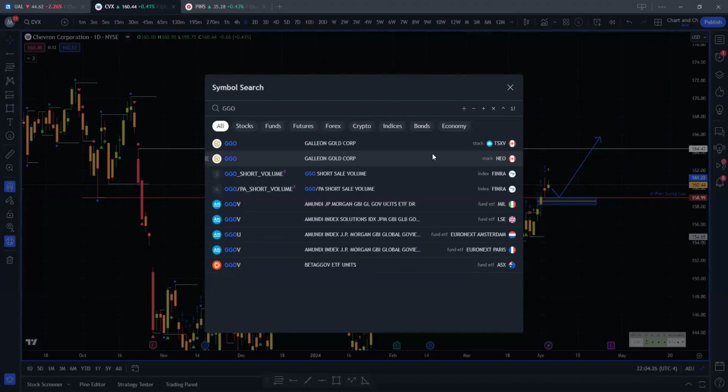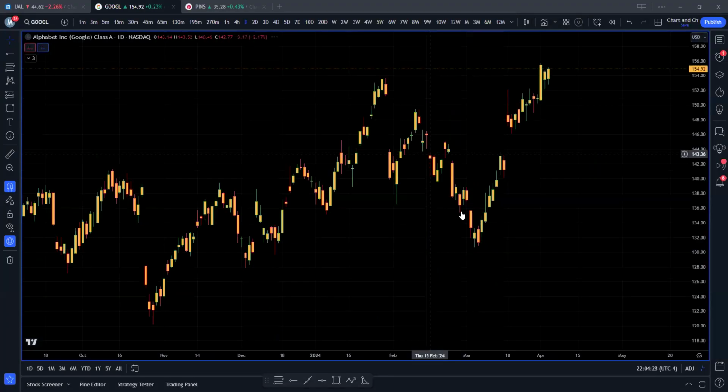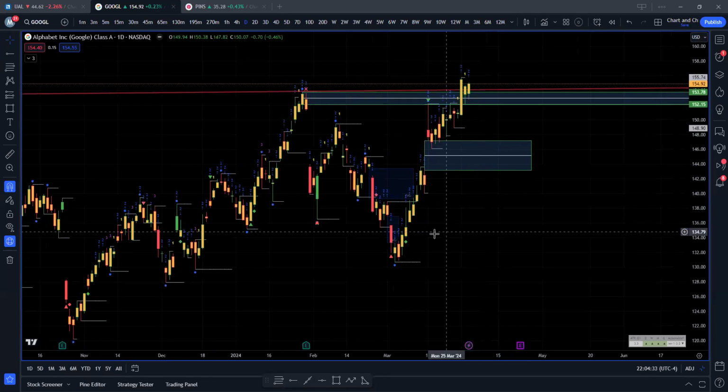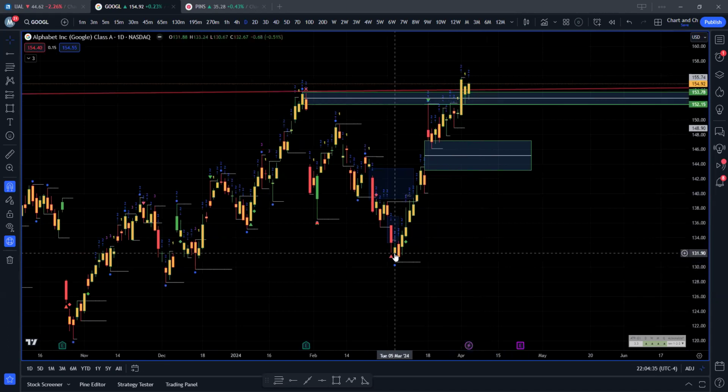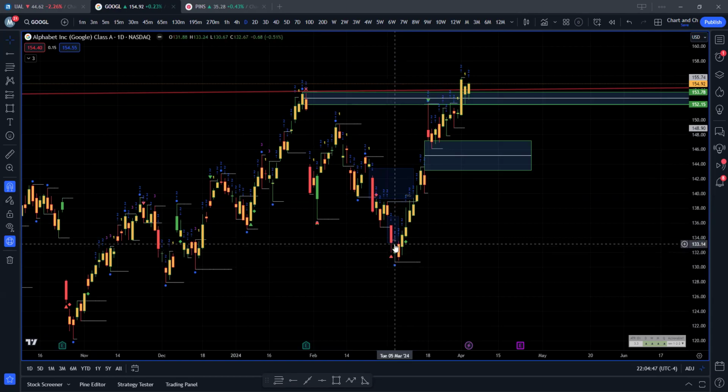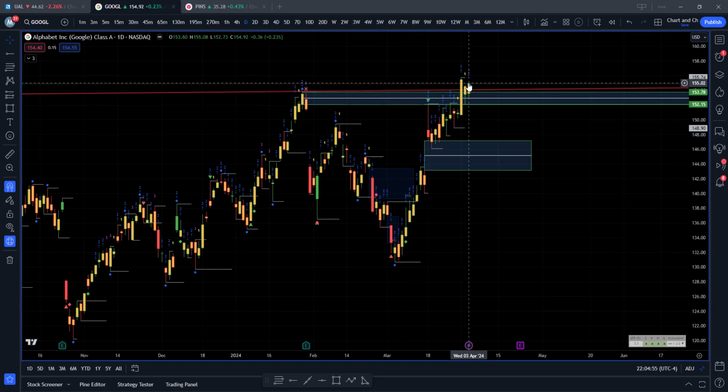Case in point, right? While everybody was focused on tech, look at what Google did. This is Tuesday, March 5th, so last month. So imagine around this time grabbing the 150s for 419, and then today being all the way up at 155. Tell me that wouldn't be an amazing swing.